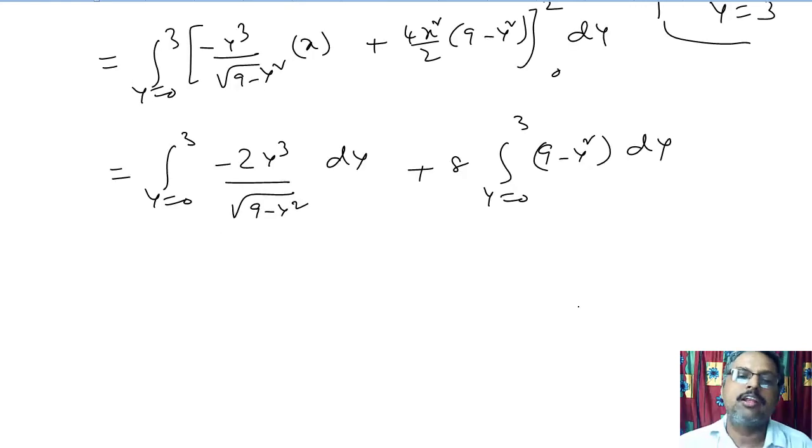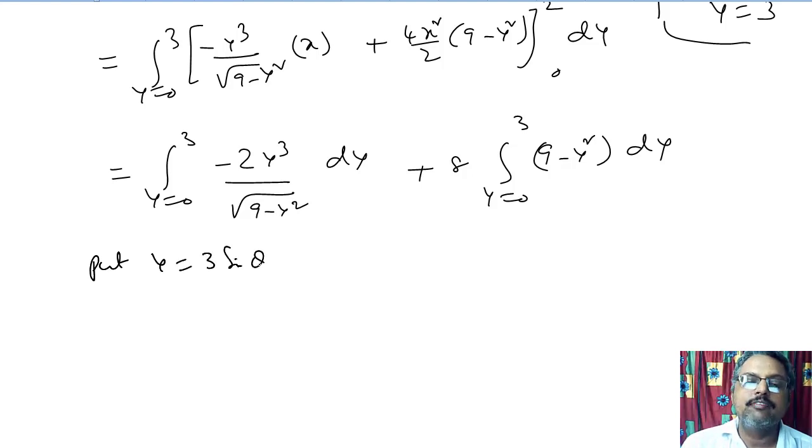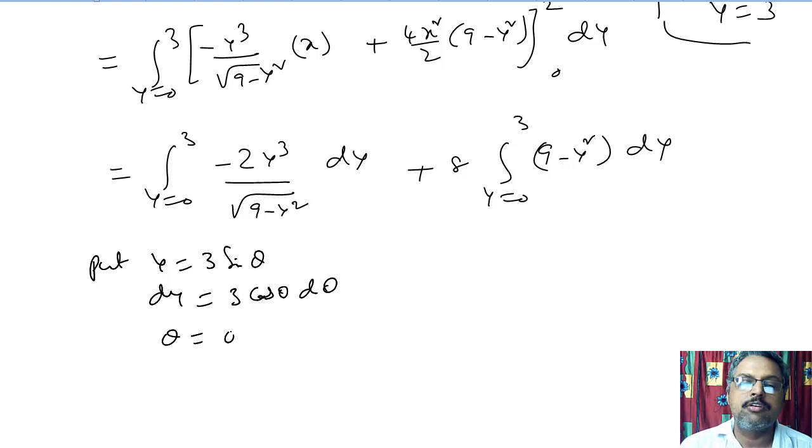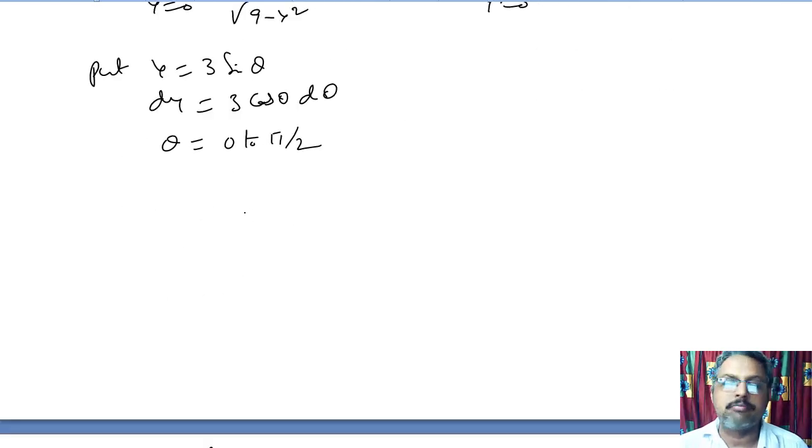For the first part integration, put y equals 3 sin theta. Dy equals 3 cos theta d theta. So the theta limit is 0 to, if you put y equals 0, sin theta is 0, y equals 3, sin theta is 1, so theta goes to pi by 2. Now the second part is very simple.